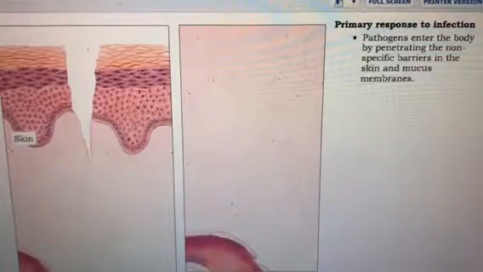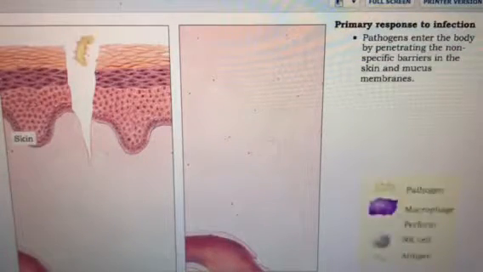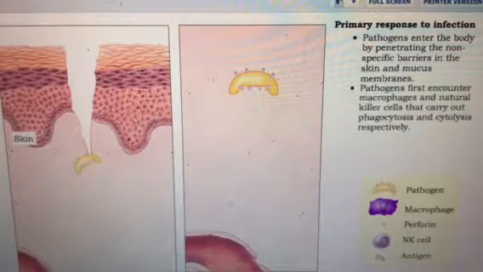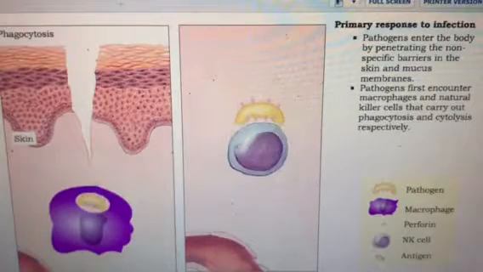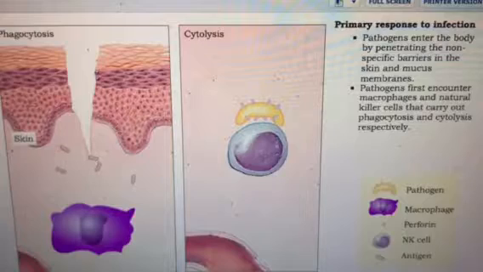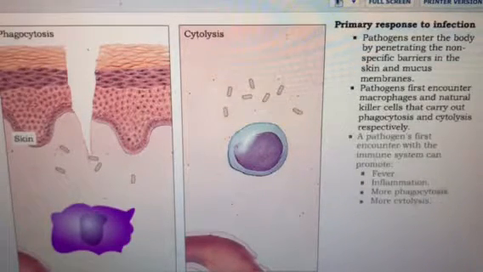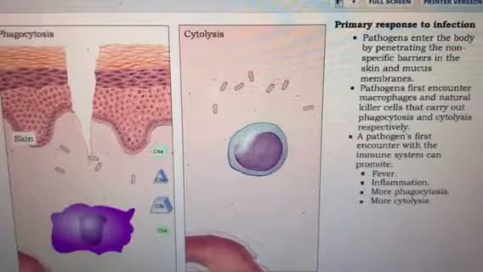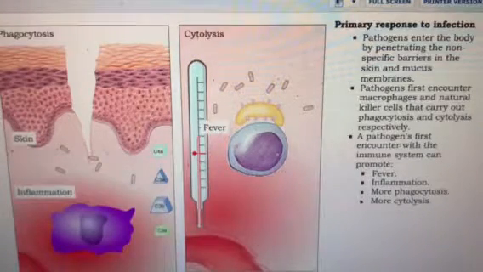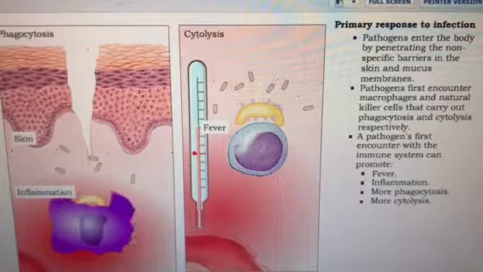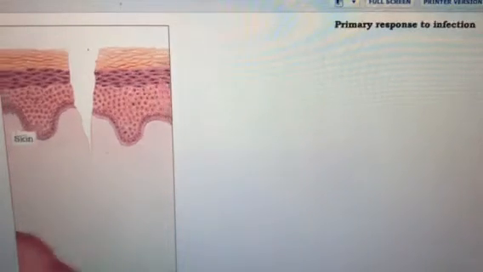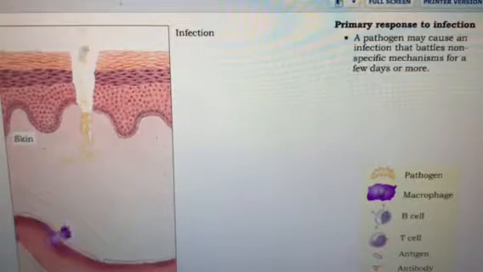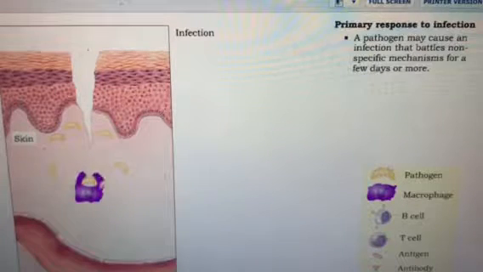For a pathogen to enter the body, it must penetrate the physical, chemical, and biological barriers in the skin and mucous membranes. Once the pathogen enters the tissues or blood, it encounters macrophages that carry out phagocytosis and natural killer cells that execute cytolysis. This initial encounter can trigger the production of chemicals that promote fever, inflammation, and more phagocytosis and cytolysis. An infection can hold out against nonspecific mechanisms and even overwhelm this initial resistance.